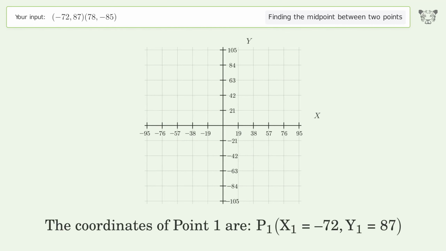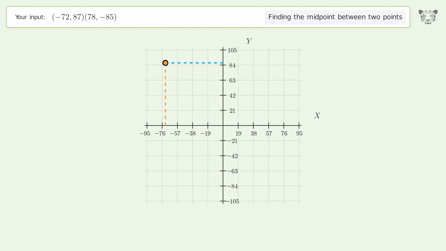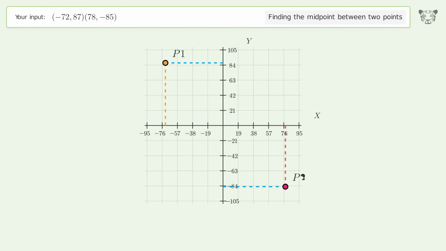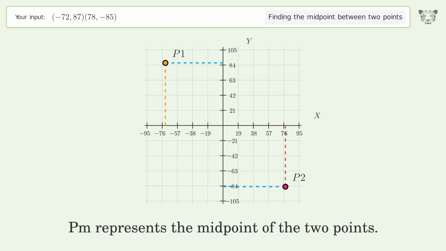The coordinates of point 1 are x1 equals -72, y1 equals 87. The coordinates of point 2 are x2 equals 78, y2 equals -85. PM represents the midpoint of the 2 points.